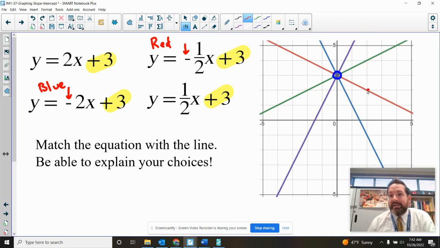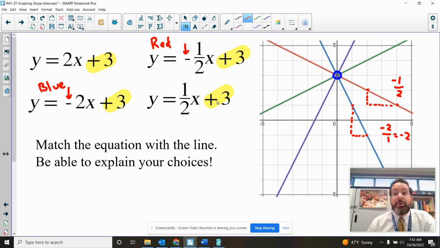So on the red line, to go from point to point, I have to go down 1, right 2. There you go. That's your slope of -1/2. Whereas on the blue line, I have to go from point to point, down 2, and right 1. And that's your slope of -2 on the blue line.